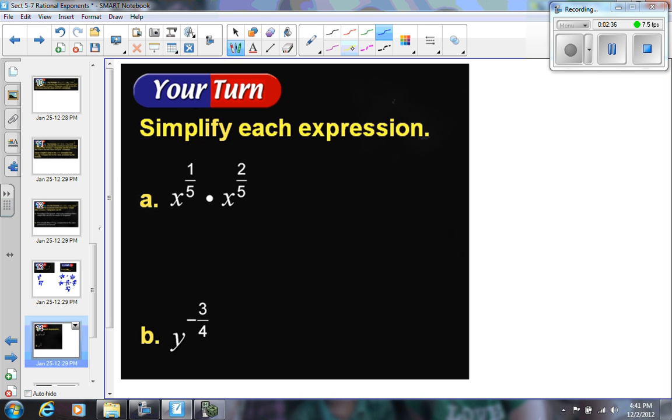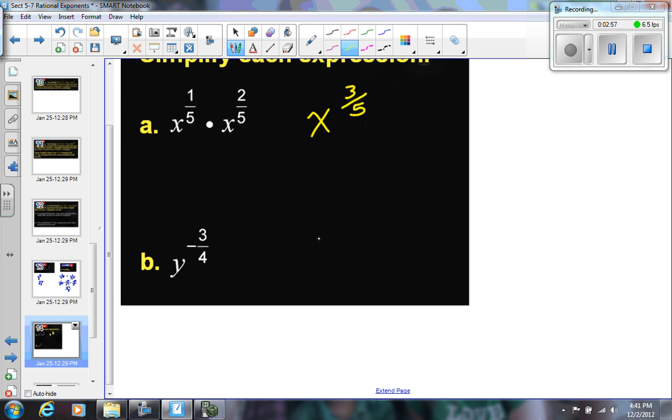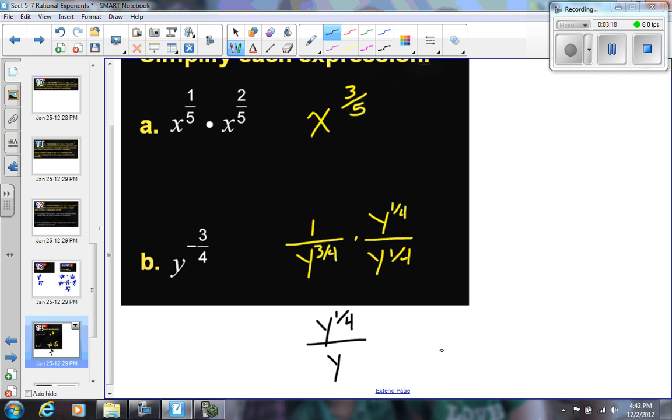So if we try these, you can pause this and try them on your own, and then come back and I'll work them out. For the first one, we're going to have x to the 3/5 because we're just going to add the exponents. For the next problem, we would start by switching it to 1 over y to the 3/4. And then I'm going to multiply by y to the 1/4. For an answer, I end up with y to the 1/4 over y. And that would be my answer in simplest form.